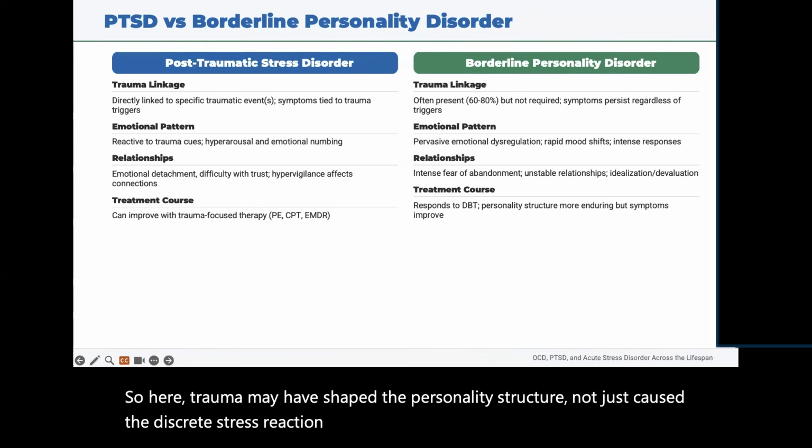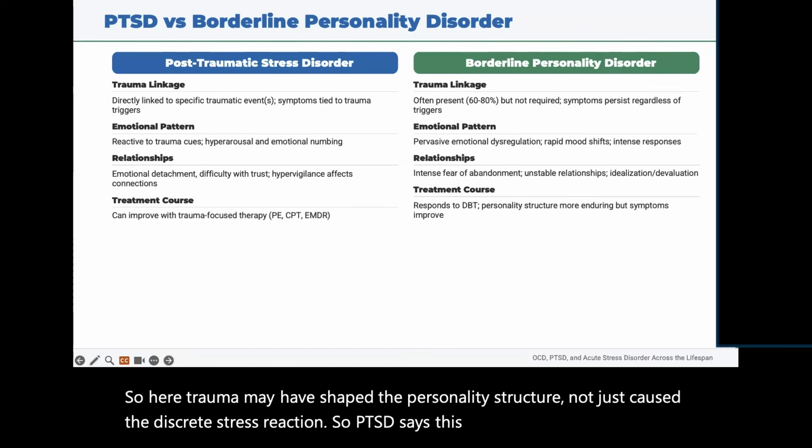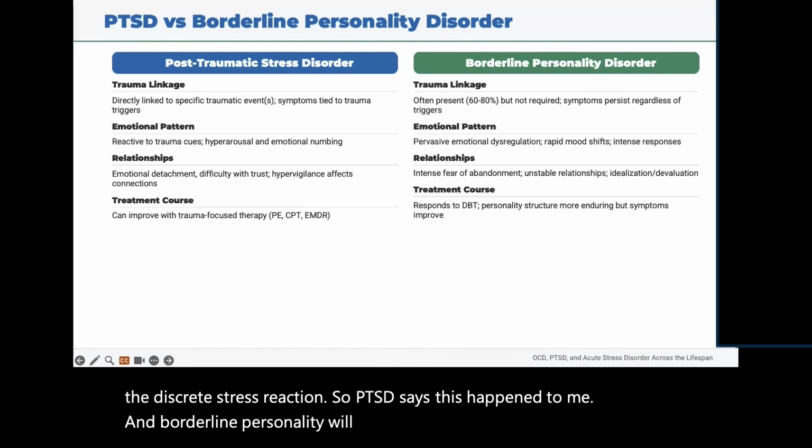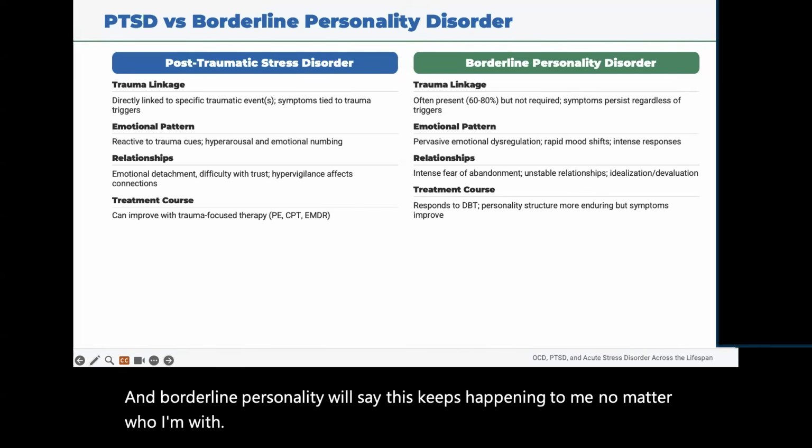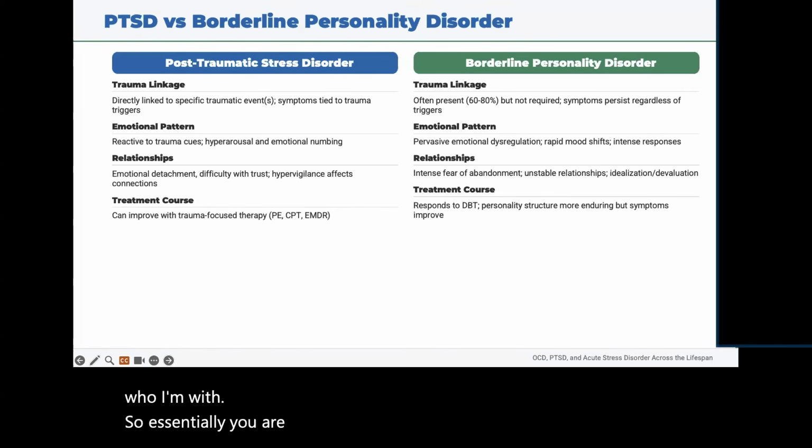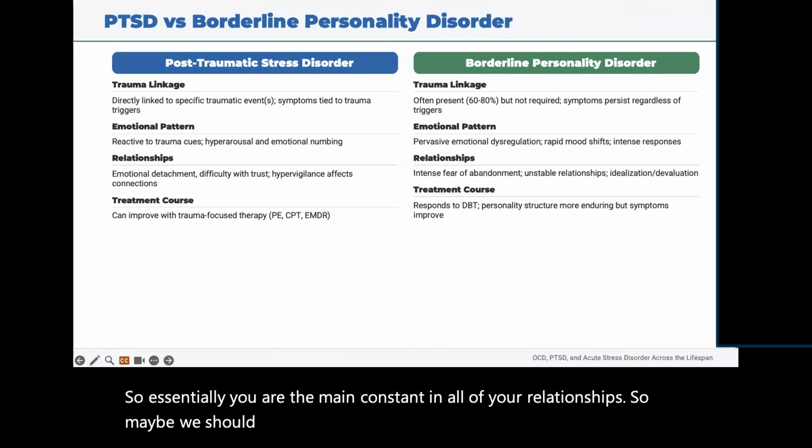So PTSD says, this happened to me, and borderline personality will say, this keeps happening to me no matter who I'm with. So essentially, you are the main constant in all of your relationships. So maybe we should look inside. Now, there's an emotional pattern here.